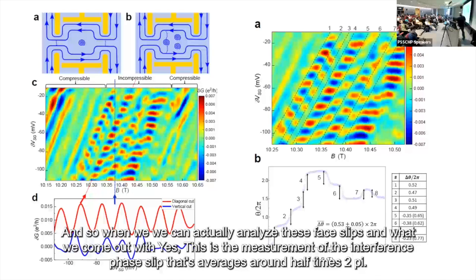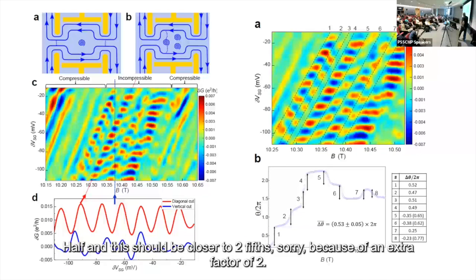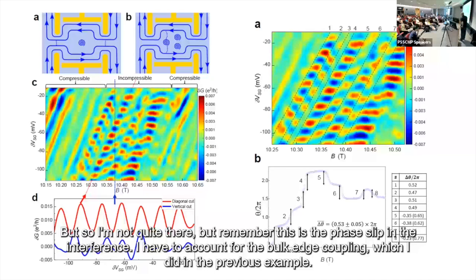And so when we analyze these phase slips, what we come out with is the measurement of the interference phase slip that averages around a half times 2π. Now remember, I'm looking for 4/5 of 2π. Let me make sure I get this right. Half, and this should be closer to 2/5, sorry, because of the extra factor of 2. So I'm not quite there, but remember, this is the phase slip in the interference. I have to account for the bulk edge coupling, which I did in the previous example.